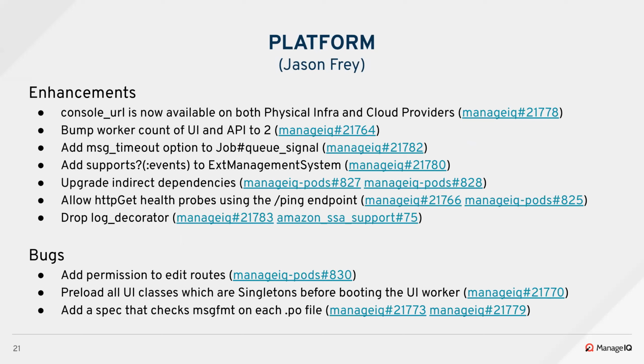On the platform side, Kuldeep added the console URL for physical infra and cloud providers. We saw the screenshot earlier about the native console, and this is the core platform change for that. I bumped the worker count of the UI and API to 2. They were originally at 1, but those numbers don't really work very well, especially in podified environments where you're behind a load balance service. If the worker goes down, there's nothing to load balance to. So it makes more sense to have 2. And from our experience, most users pick a number at least 2 and usually higher than that.